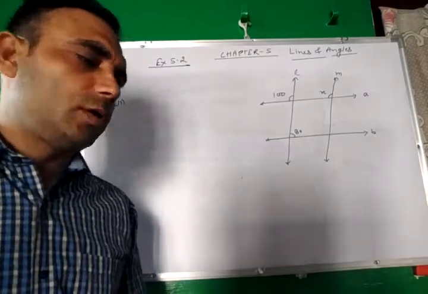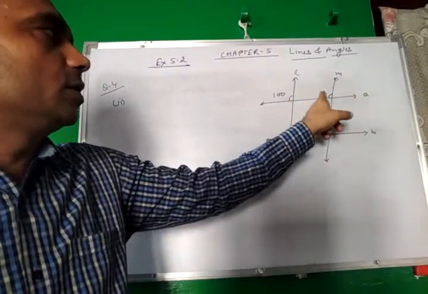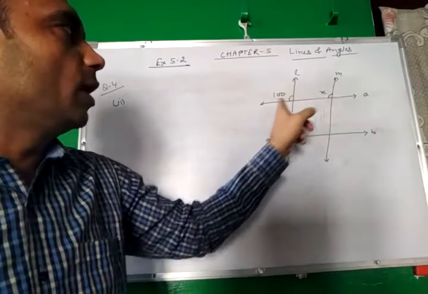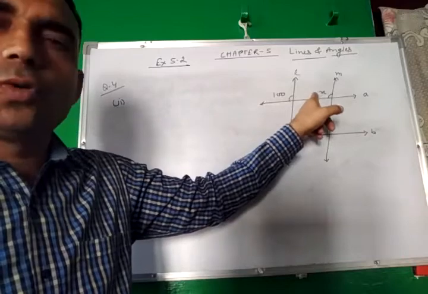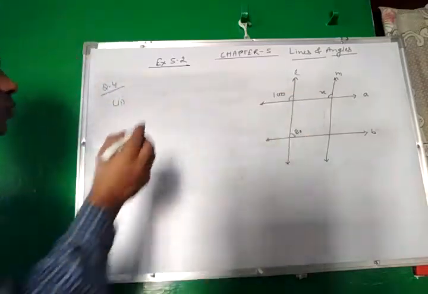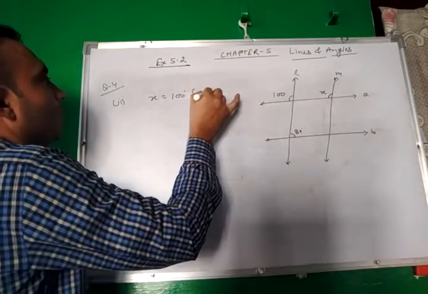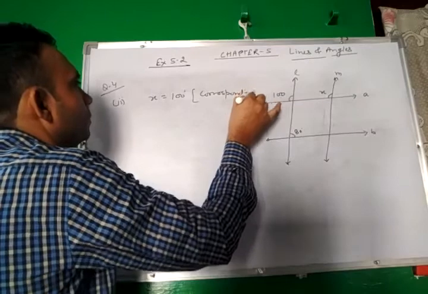Now in the second part, this figure is given. L is parallel to M, this angle is 100, this is x which we have to find, and this is 80. L is parallel to M and this is the transversal. So 100 and x are corresponding angles, so x is equal to 100. x is equal to 100 by the property of corresponding angles.